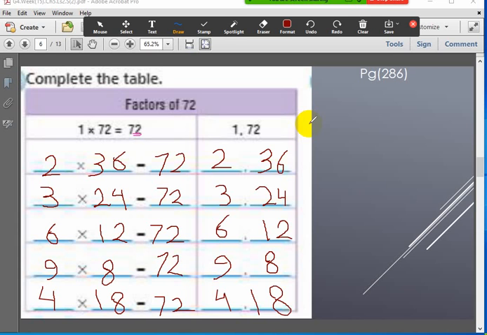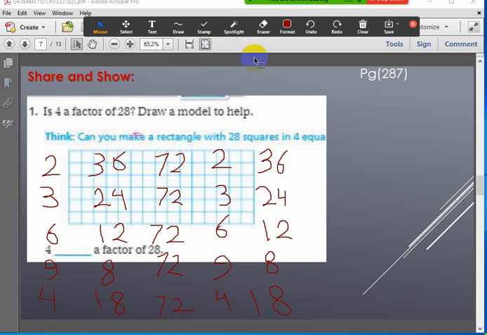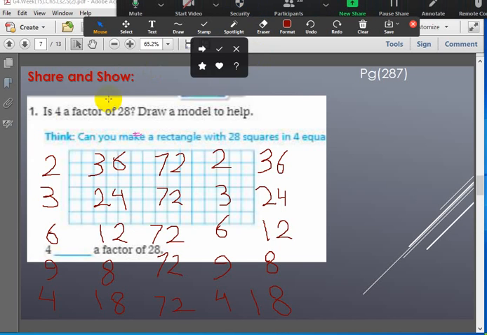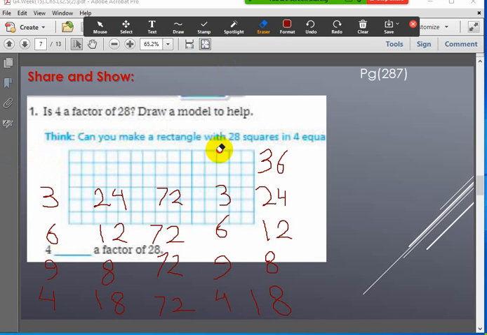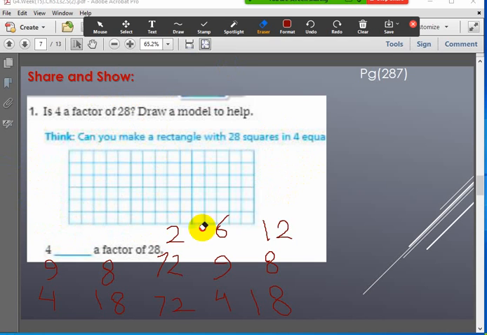Girls, let's now move to page 287. So the first example is: 4 is a factor of 28. Is 4 a factor of 28 or not? How will I know if 4 is a factor or not? Yes, Lana said yes and Duha said no. Okay, who is the correct one? You know that if the number is a factor, that means this number is divisible by 4. So can I divide 28 by 4?